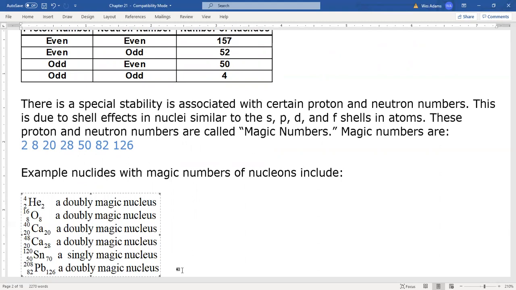Doubly magic again. Tin with a mass of 120, singly magic. The 50 is a magic number, but not the 70. Lead-208, 82 and 126, that's a magic nucleus. You find a lot of elements that are above lead in atomic number. A lot of those decay series end in a lead isotope or one or another. Not exclusively, but it's fairly common.